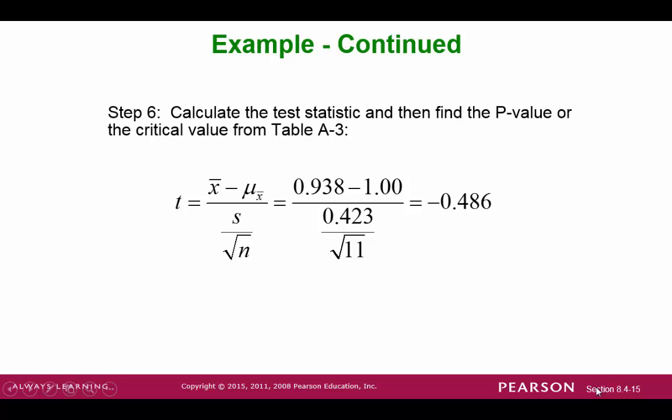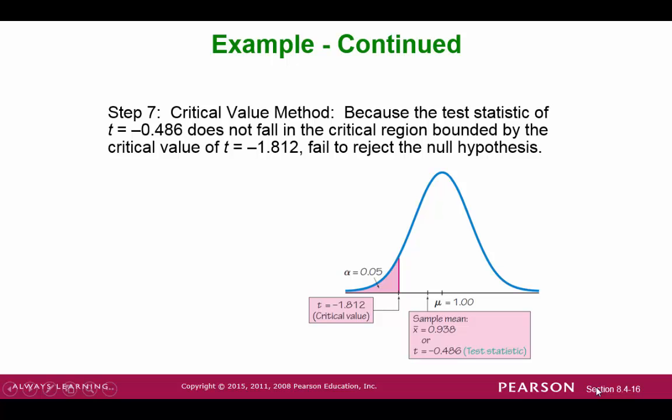In our calculations, we get a t-test statistic of negative 0.486. If we compare that, our critical value that we would find would be negative 1.812. And this is a left tail test, so the whole shading goes on the left side. We notice that our test statistic is not in our critical region, so we will fail to reject the null hypothesis.